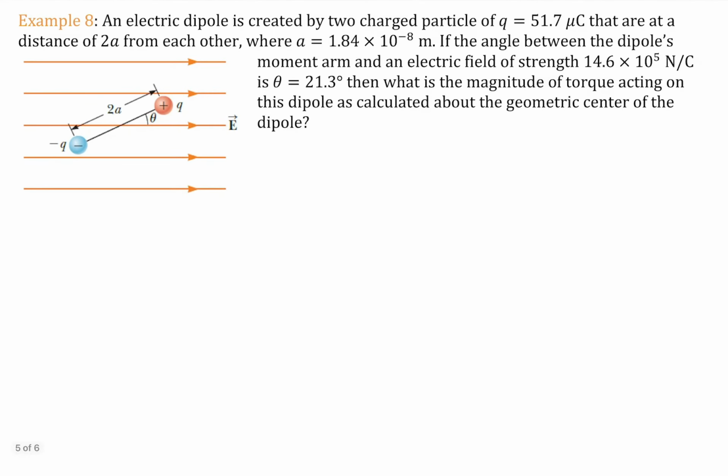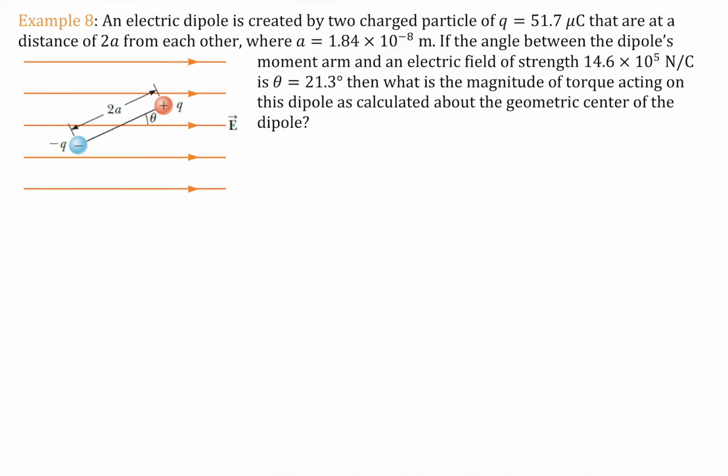All right, last example, an electric dipole. So basically a dumbbell. It is created by two charged particles of Q equals 51.7 microcoulombs, so they're the exact same magnitude but opposite in sign. They're at a distance of 2a from each other. The 2a represents the diameter, and the reason it's 2a is so that a is the radius, easy to work with. A is 1.84 times 10 to the negative 8 meters, so some tiny fraction of a meter.